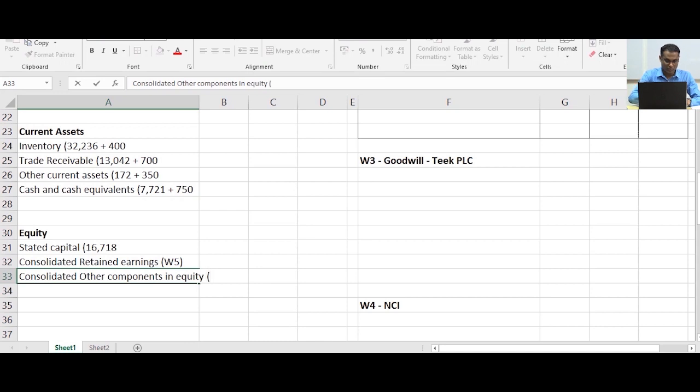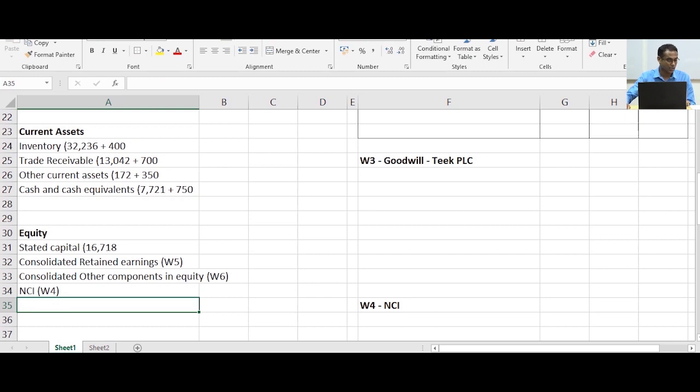This is coming from working number 6, right? And also you have to keep a space for the non-controlling interest, because non-controlling interest is also an equity section, that is subsidiaries' equity holders other than the parent, that is also part of equity. Okay, so the non-controlling interest balance as at the reporting date you are getting from working number 4. Once we complete these workings, we can easily take the numbers into the relevant places. So keep the space for the reserves and the non-controlling interest.